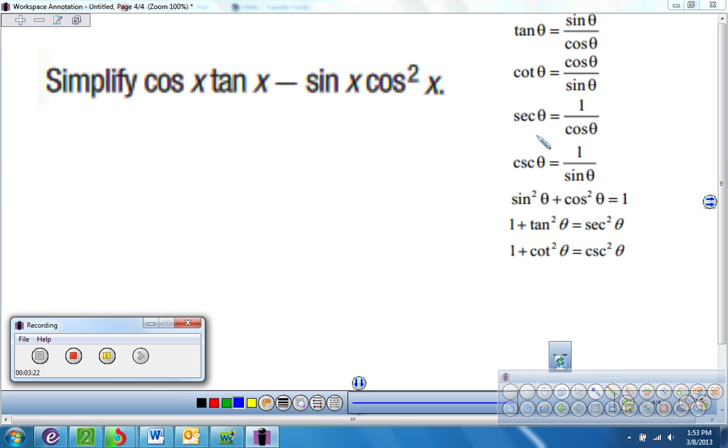Alright, now with this one, I look through it and I see cosine squared. Now there may be a temptation to try to replace it with 1 minus sine squared, but typically we don't do that until kind of like the last, since we have this sine with it as well. So the first thing I would do is look here at tangent, and I want to see if something cancels out.